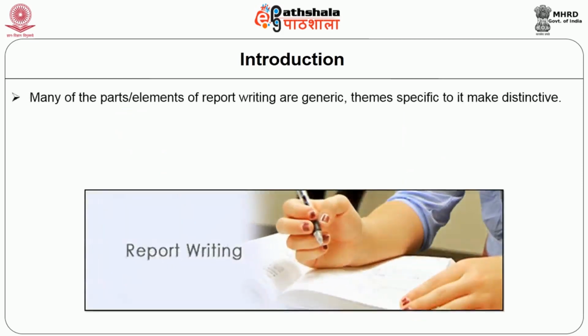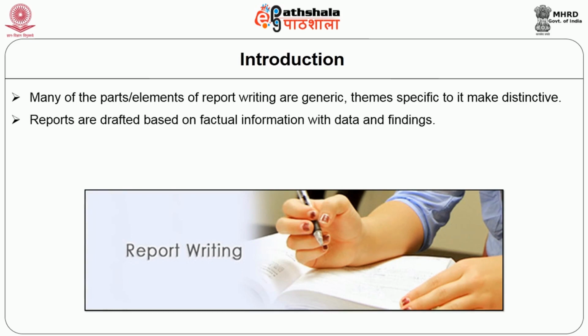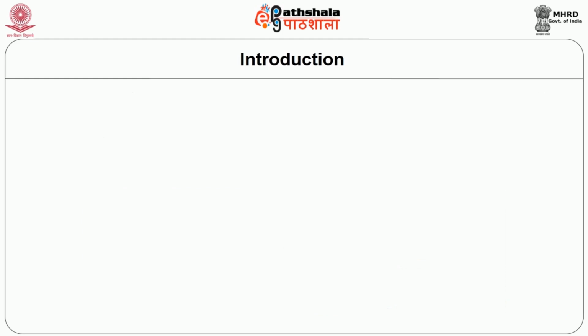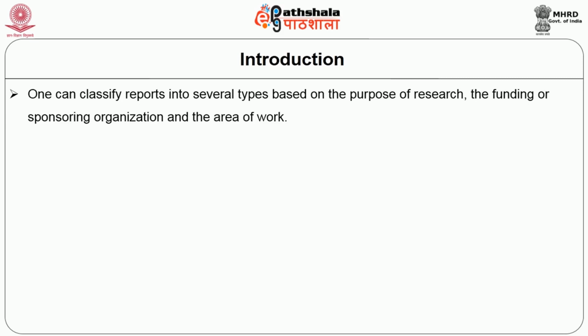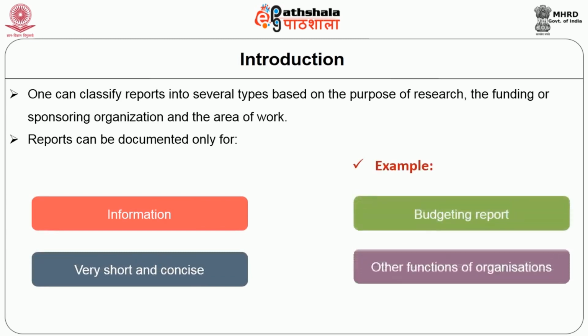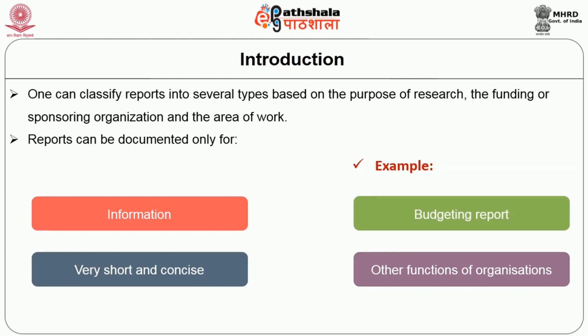Many of the parts or elements of report writing are generic, but there are themes specific to report writing that make it distinctive. Reports are drafted based on factual information with data and findings. The content is intended to be objective and not to be influenced by any personal bias or feelings of the authors. One can classify reports into several types based on the purpose of research, the funding or sponsoring organization, and the area of work. Reports can be documented only for information, sometimes very short and concise, for example, a budgeting report, and for other functions of different organizations.